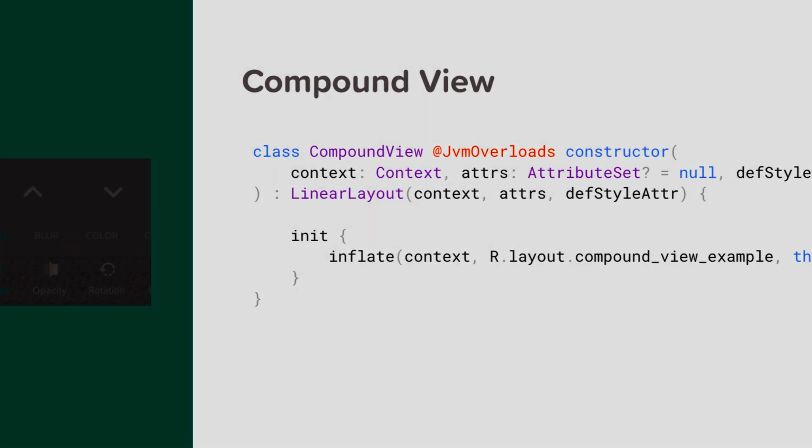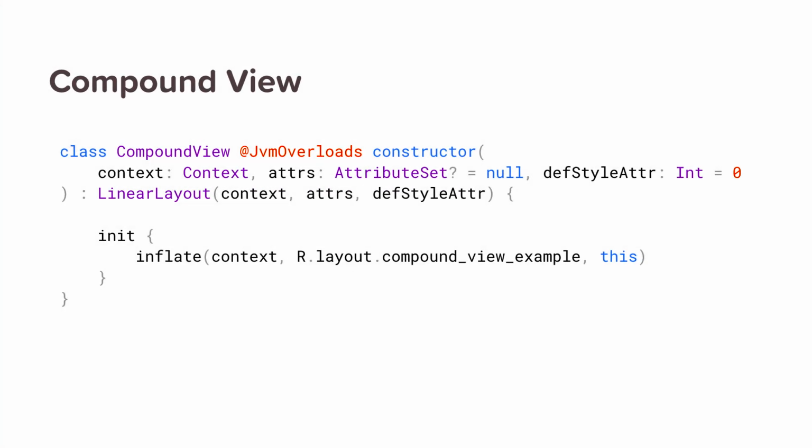So how do you make a custom view or compound view in this case? This is a small example, but basically this compound view extends linear layout, and that's a view group by default. Then what we do is we inflate a layout for this view. And that layout that we are inflating can contain our 4 image buttons that we're going to inflate with it.